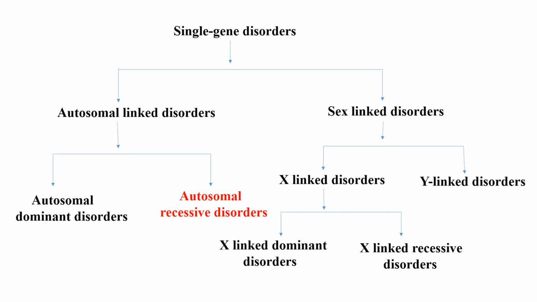Single gene disorders may be classified into different categories. It may be an autosomal linked disorder or a sex linked disorder. Autosomal may be autosomal dominant or autosomal recessive. Sex linked may be X linked disorder, and X linked may be X linked dominant or X linked recessive, and Y linked. In the previous lecture, we discussed the autosomal dominant disorder in detail. In this lecture, we will discuss the autosomal recessive disorders.